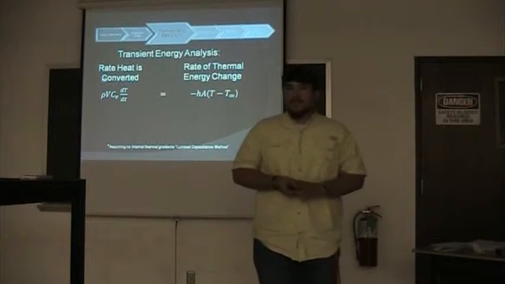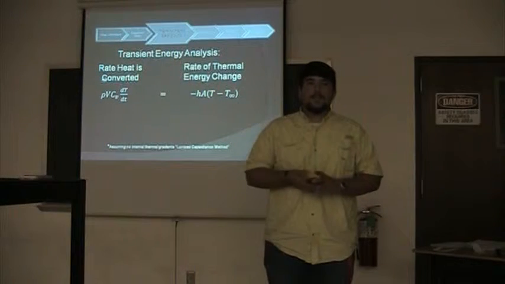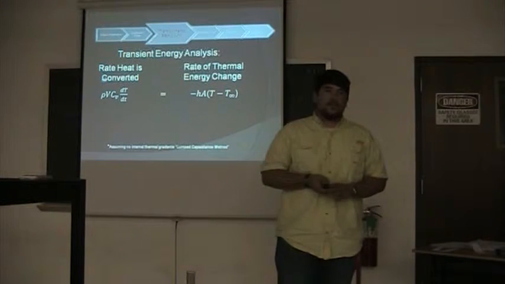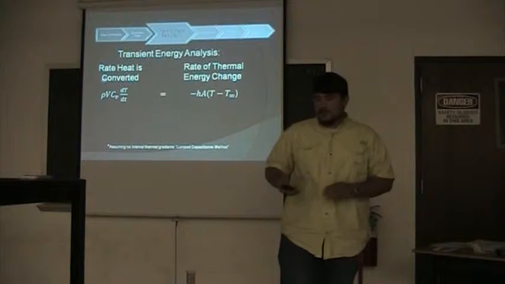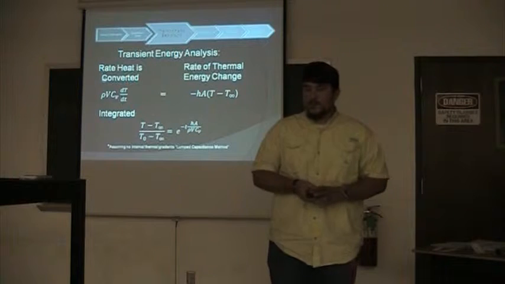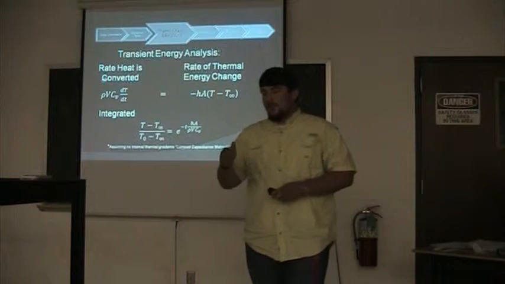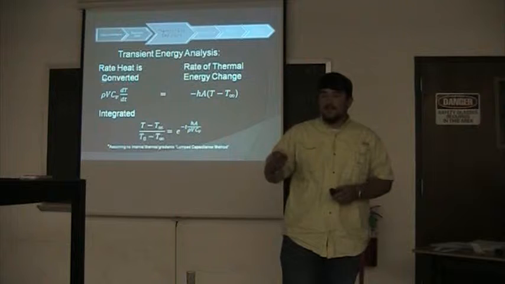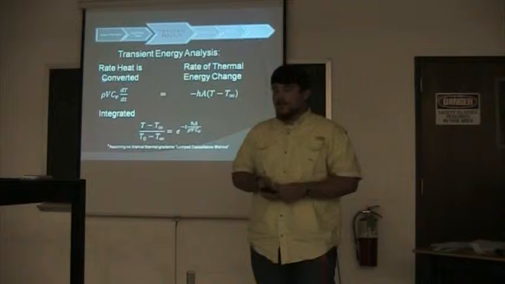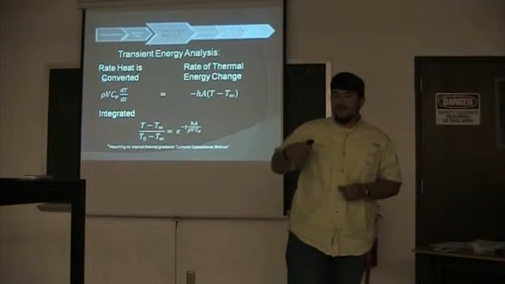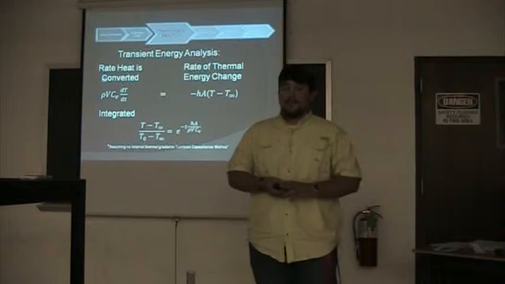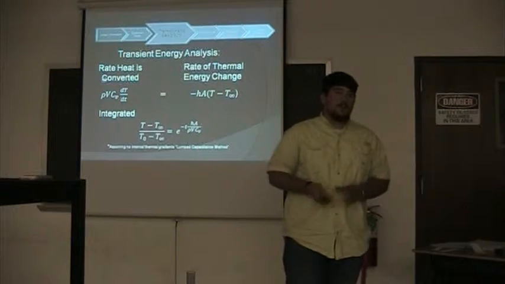Just the capital T, that is the temperature versus time. The T infinity is the temperature of whatever medium the probe is in. And down there at the bottom, T naught is the temperature of the actual probe. And if we integrate that first transient energy analysis of the rate heat is converted and the rate of thermal energy change, we'll get the equation I have listed underneath. And the left side of that is actually a graph, the graph that we're going to be using for the data.